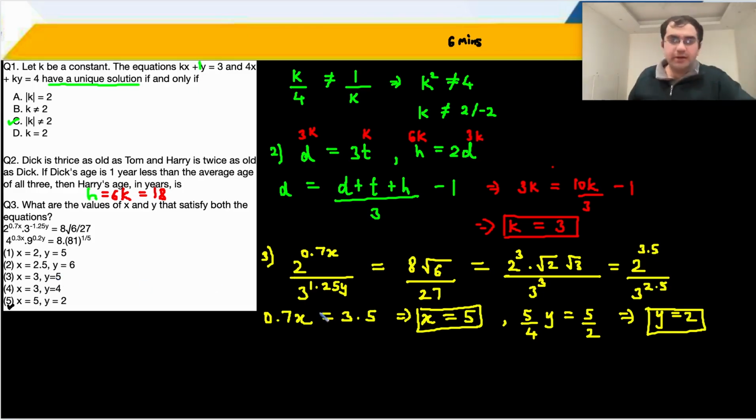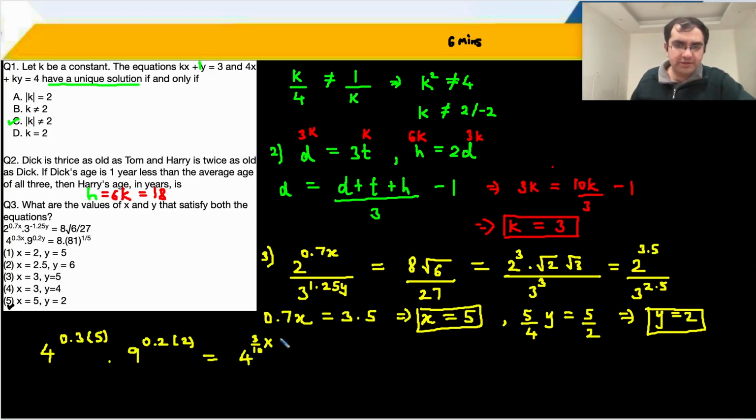So just quick, right now we just take these values, most probably यही है, we take these values and put this into the second equation and confirm whether it is satisfying the second equation. 4 to the power 0.3 x, x is 5, multiplied by 9 to the power 0.2 y, y ka value is 2. And just solve this. So you get 4 to the power 3 upon 10 into 5, 9 to the power 2 upon 10 into 2.